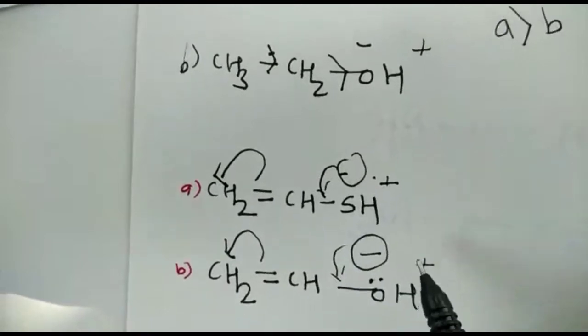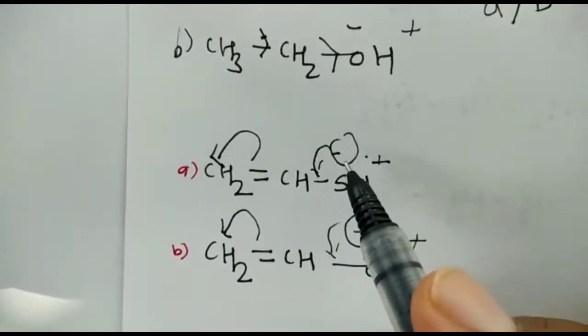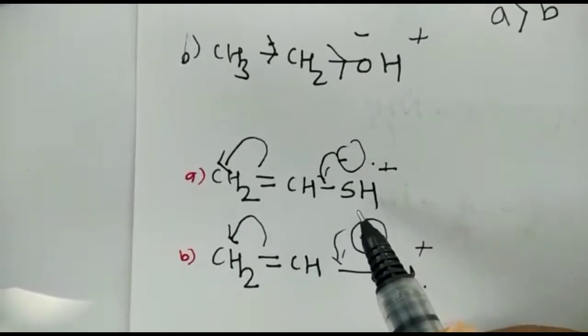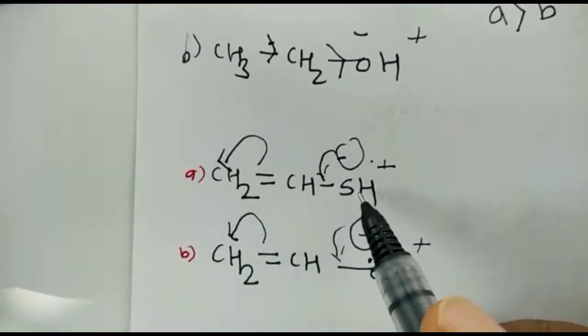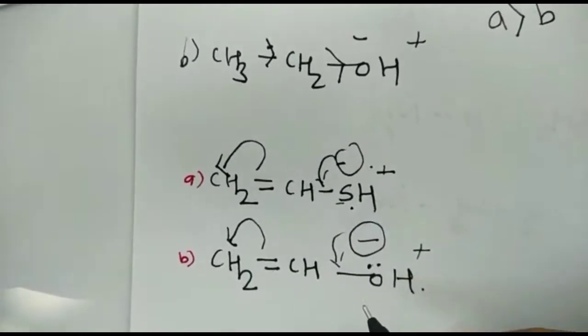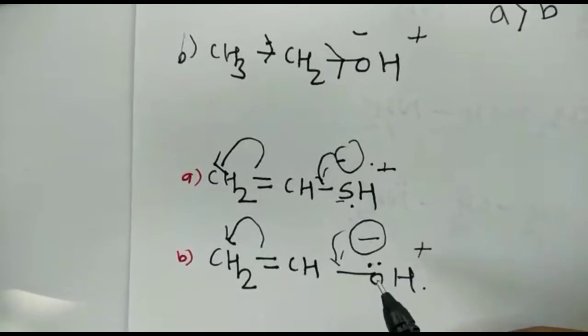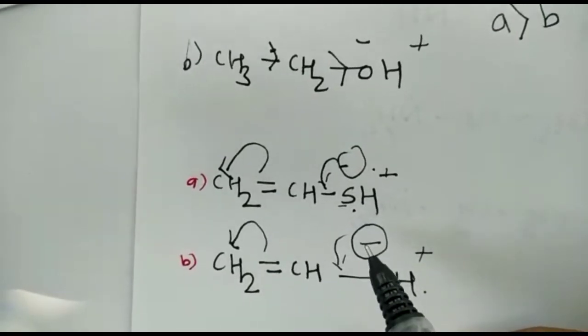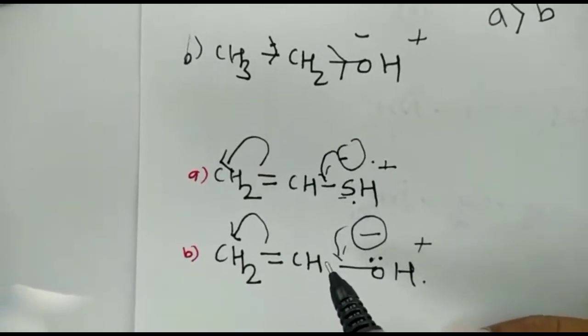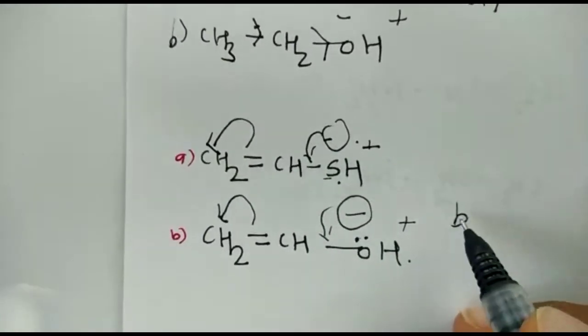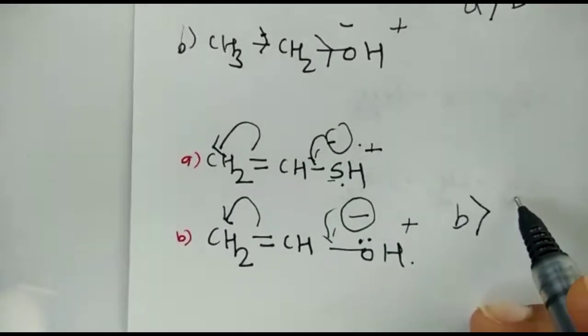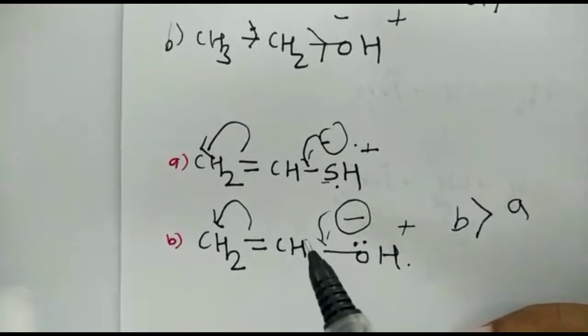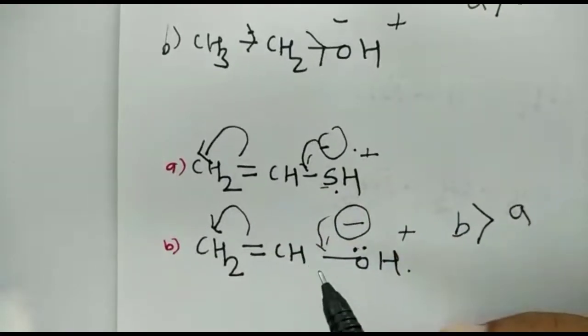See here, in this case the size of S is bigger, hence it cannot undergo resonating structures. But in this case, with O minus, the size is smaller, hence it can undergo resonating structures. Hence B is more acidic as compared to A, because the governing factor is resonance.